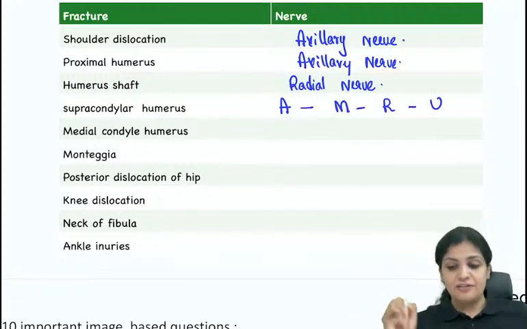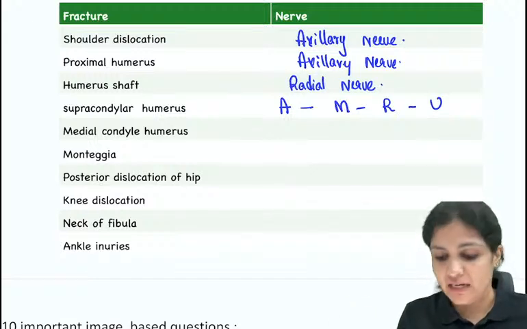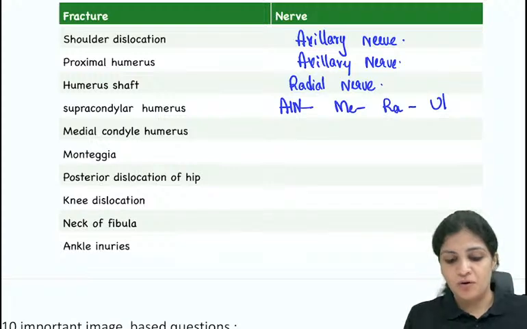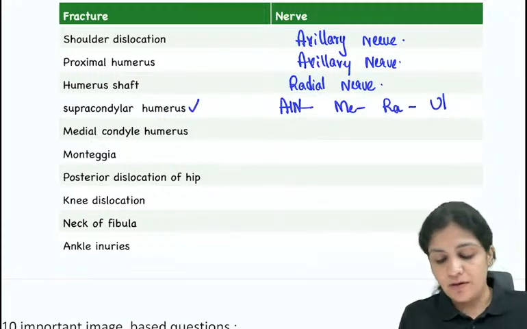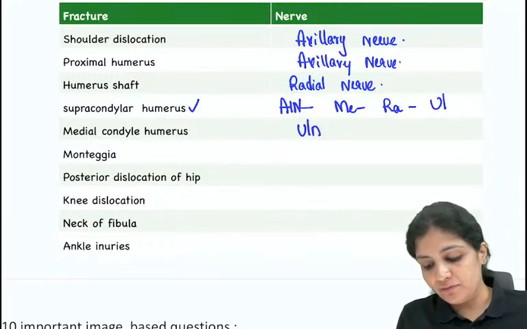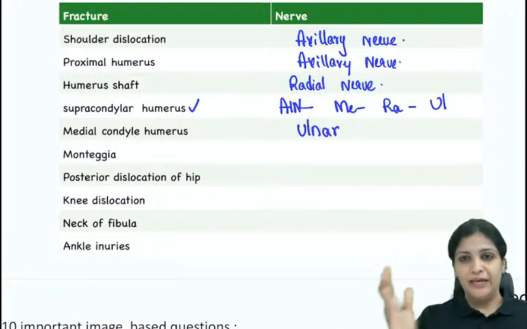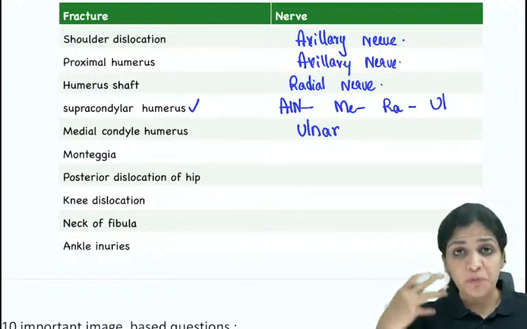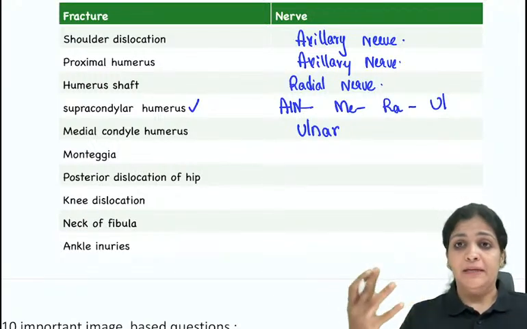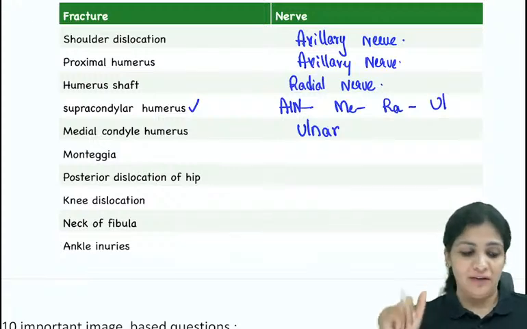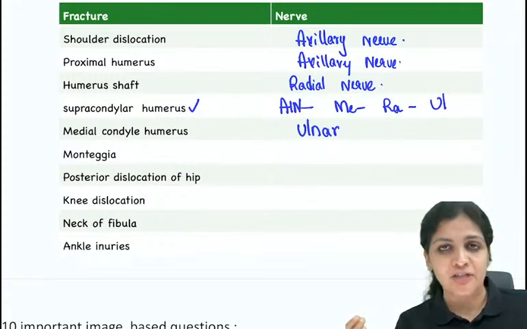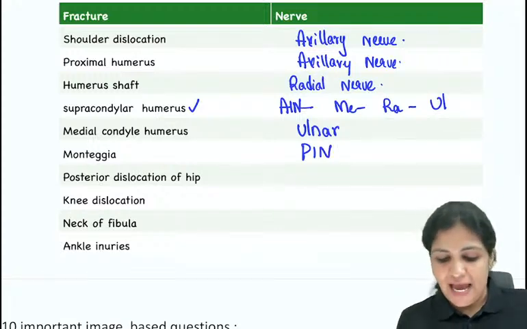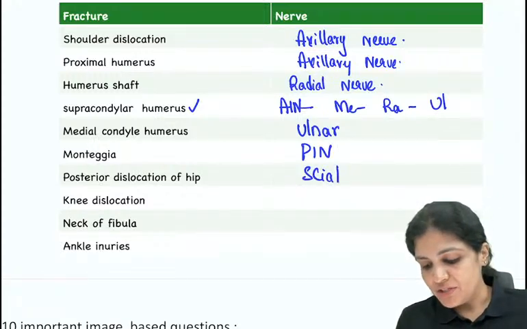So first is the anterior interosseous nerve, median nerve, radial nerve, ulnar nerve. AIN, median nerve, radial nerve, ulnar nerve, right? Supracondylar humerus, right? Then medial condylar humerus. Whenever they talk about something on the medial aspect of the elbow, it is always the ulnar nerve. The ulnar nerve is usually superficial; on the medial aspect, you can actually feel it. So whenever there is a medial condyle fracture, there will be damage to the ulnar nerve. The Monteggia, we've already discussed, the posterior interosseous, and posterior dislocation of the hip, it is the sciatic nerve.